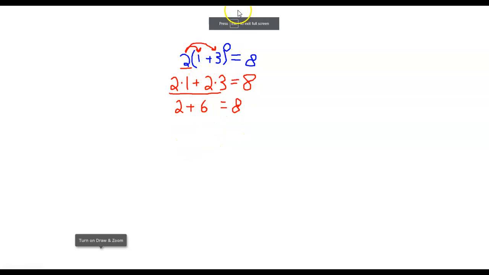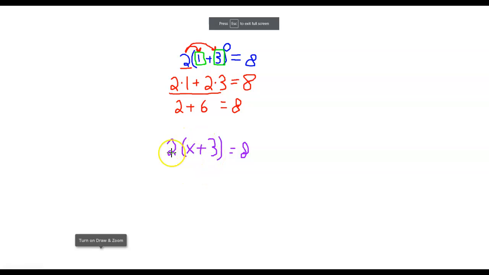Now, what if we look at our numbers right here, 1 and 3. What if we don't know one of those numbers? What if we don't know what one of those numbers is? So let's say we have 2, and that's being multiplied by x. In math, when we don't know a number, but we know it is a number, we'll use something called a variable to represent it. And that's being added to 3 inside the parentheses. And we set that equal to 8. All right, so now our goal is to figure out what x is.